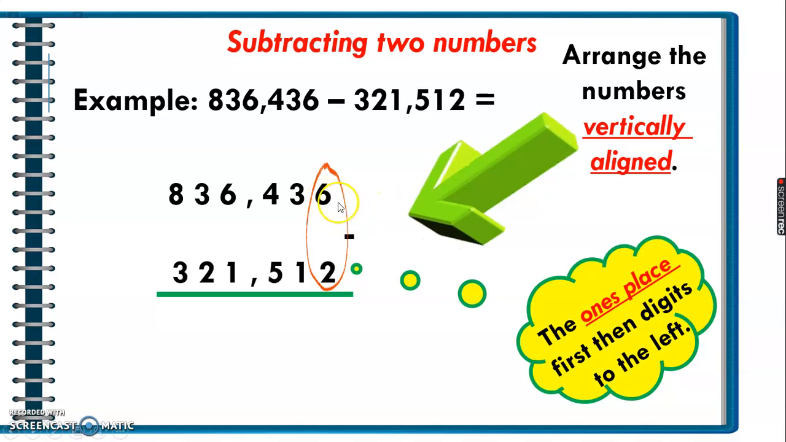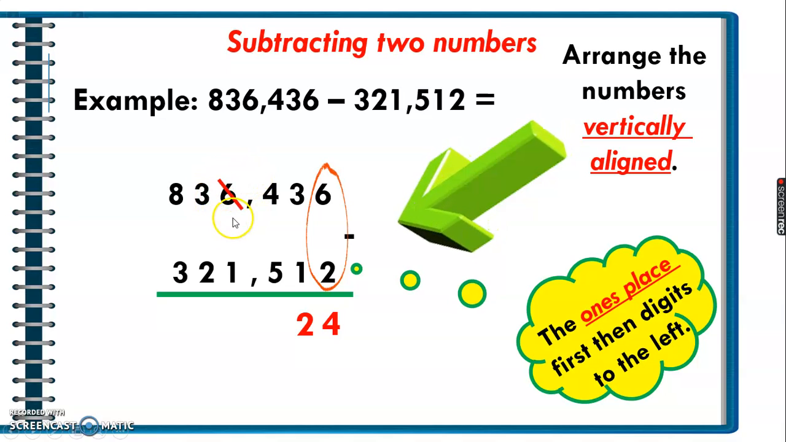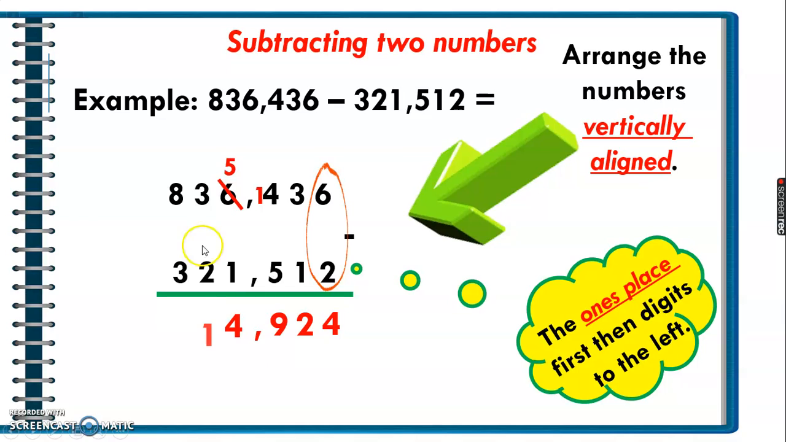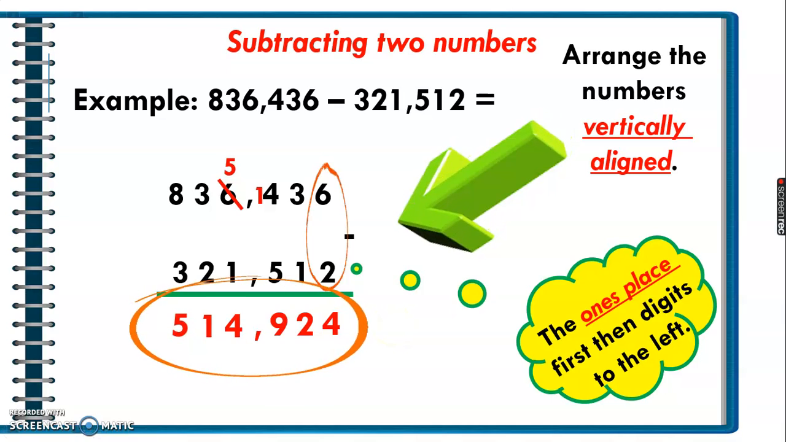So let's start. 6 minus 2 is equal to 4. 3 minus 1 is equal to 2. 4 minus 5 cannot be, right? So we can borrow from 6. And 6 will be 5. And 4 will become 14. So we can subtract it now. So 14 minus 5 is equal to 9. 5 minus 1 is equal to 4. 3 minus 2 is equal to 1. And lastly, we have 8 minus 3 is equal to 5. Very good. So the answer is 514,924.